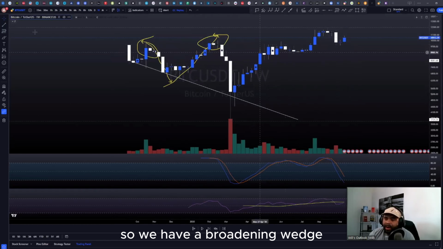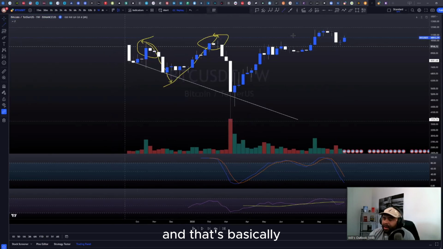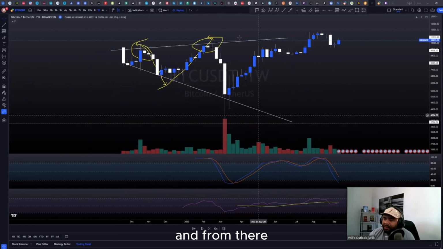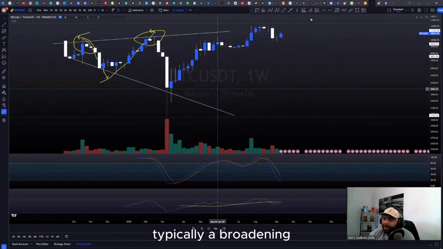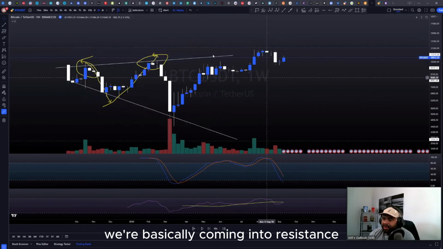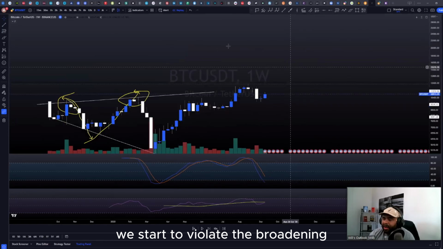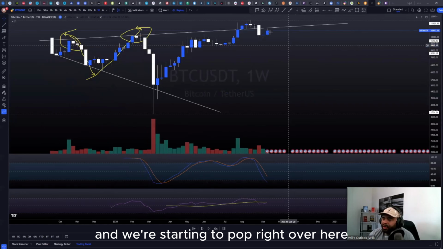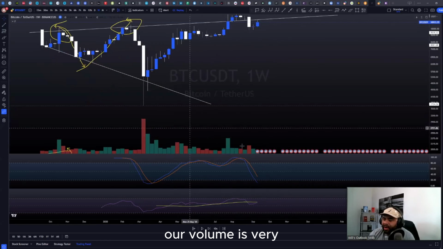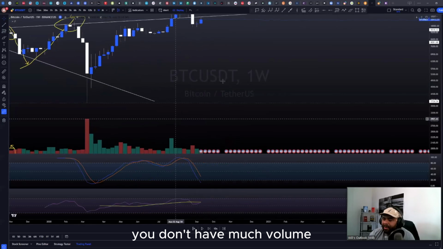So we have a broadening wedge kind of forming here, and that's basically these higher highs, you get lower lows, and from there, typically a broadening is a breakout, right? And so we're basically coming into resistance. We start to violate the broadening right in here, and we're starting to pop right over here. Now, keep in mind, our volume is very, very low up here, right? We don't have much volume.